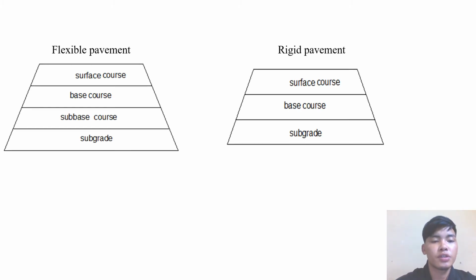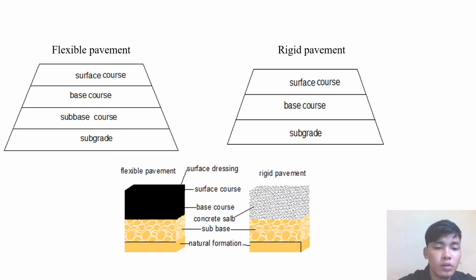Lastly, this is the diagram of flexible pavement and rigid pavement. So the common difference between flexible pavement and rigid pavement is that in rigid pavement there is no sub-base course, whereas in flexible pavement there is a sub-base course.